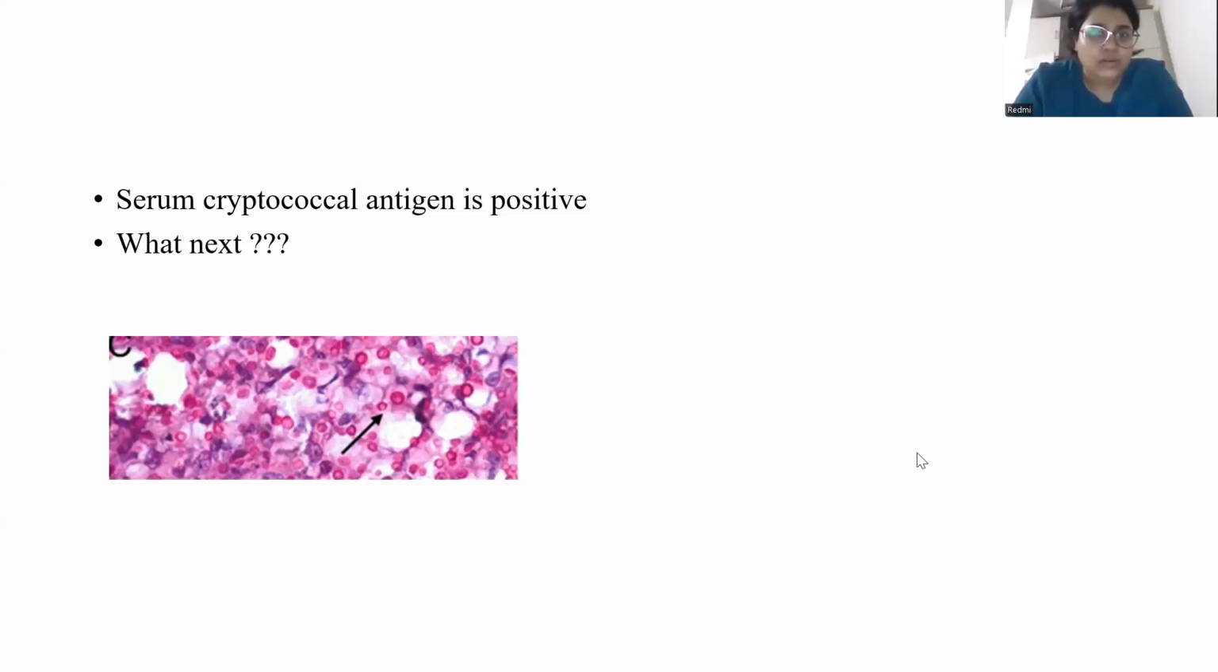Any idea what stain this is? Mucicarmine. Yes, this is a mucicarmine stain, and you see the intensely stained cell wall capsule, right?